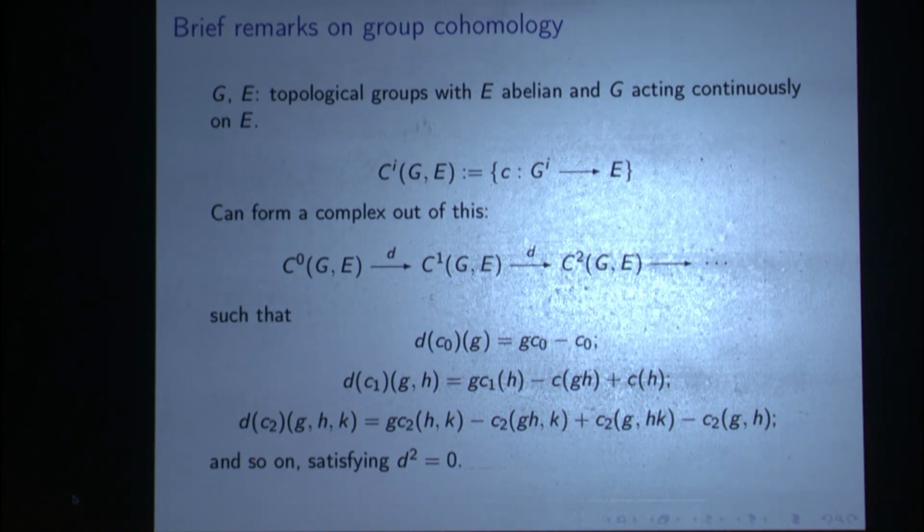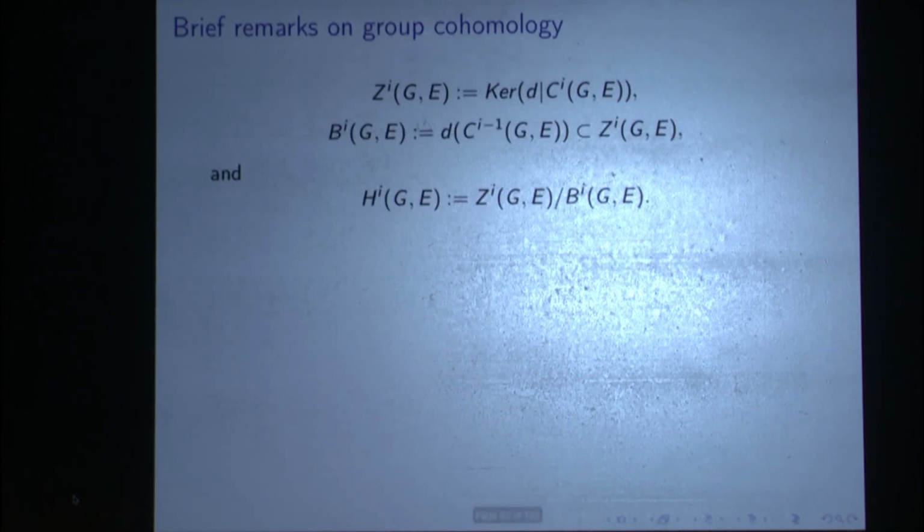Right. So it makes sense to consider the kernel of one of these Ds, which we call Zi, and the image of the previous term, which we call Bi, by tradition. And the group cohomology is just defined to be the ith kernel modulo the ith image. So that's the way you define cohomology of a group acting on a module.